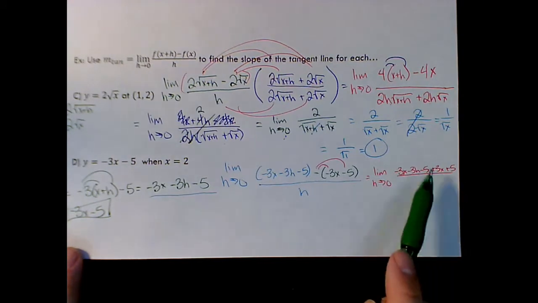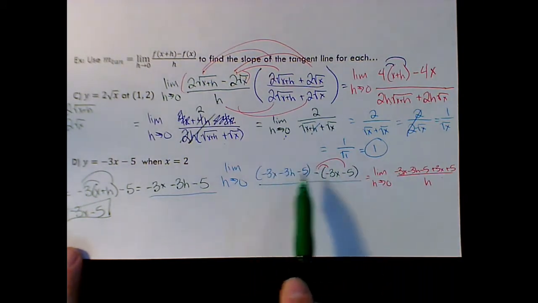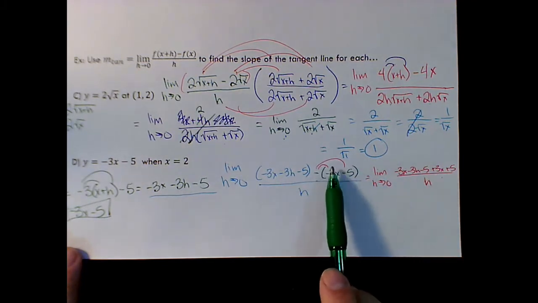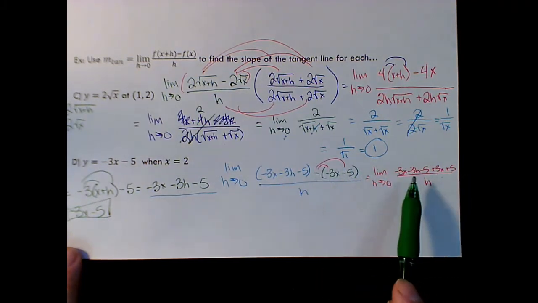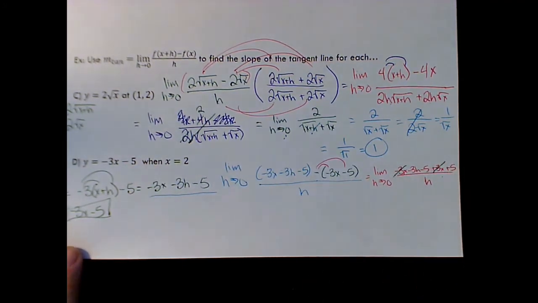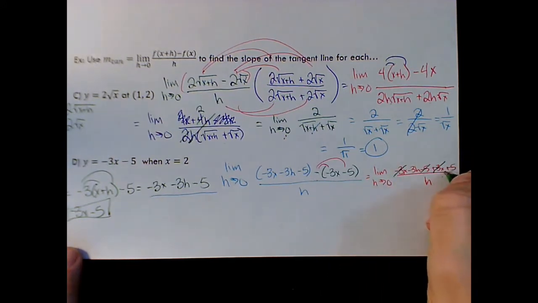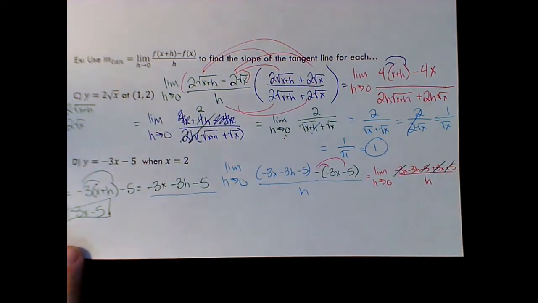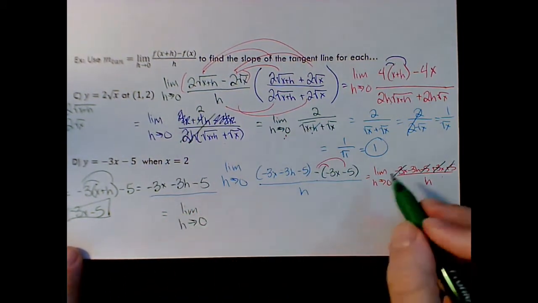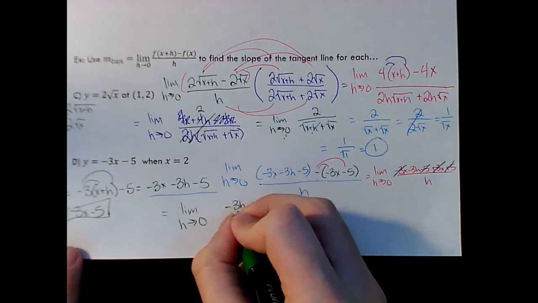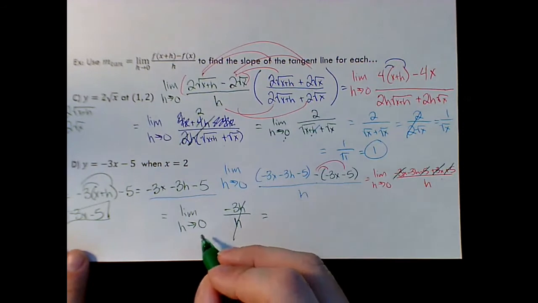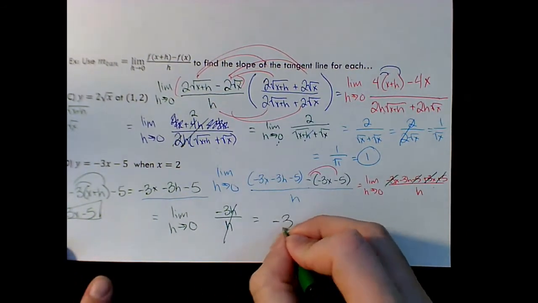Again, drop the parentheses in the first part. Negative times a negative is positive 3x. Negative times a negative is positive 5, all over h. Negative 3x and 3x go away. Negative 5 and 5 go away. That leaves me with the limit as h approaches 0 of just negative 3h over just h. Boom. And so if I plug in 0 to absolutely nothing, I just get negative 3.